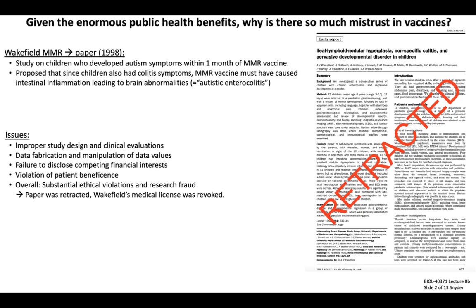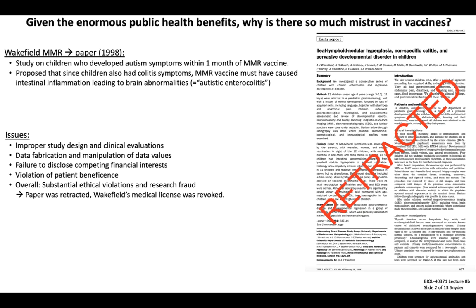There were also some other problems with the actual experimental readouts being used as data to back up these claims. Beyond these errors in study design and data collection, it later came out that there were serious problems with data fabrication and the manipulation of data values, which obviously are a form of research fraud. Additionally, it turned out that Wakefield was being paid as an expert in a class action lawsuit against vaccine manufacturers, in addition to planning on marketing diagnostic tests as well as alternative measles vaccines. So these are obvious forms of competing financial interests.